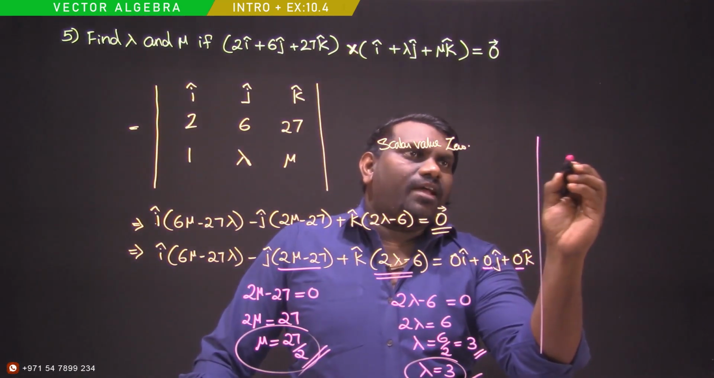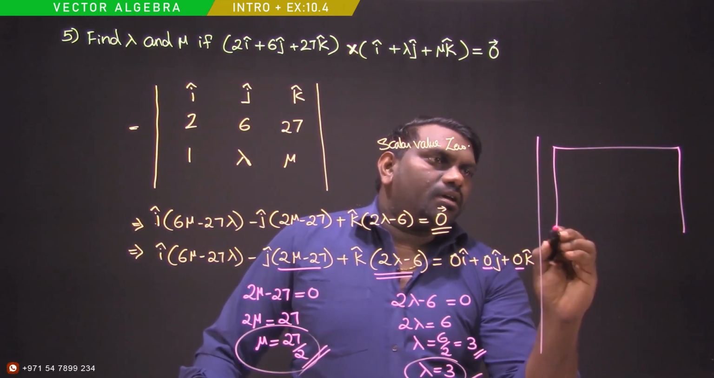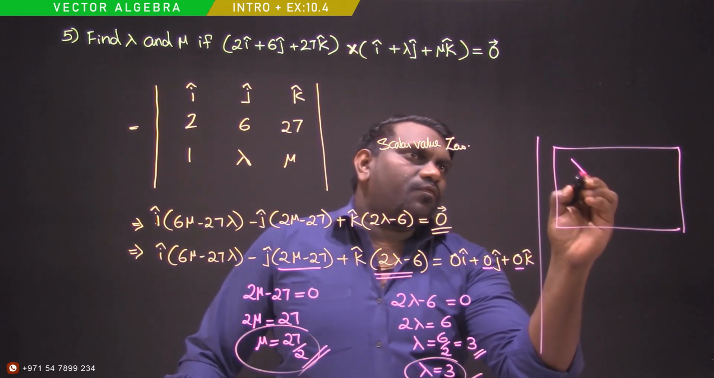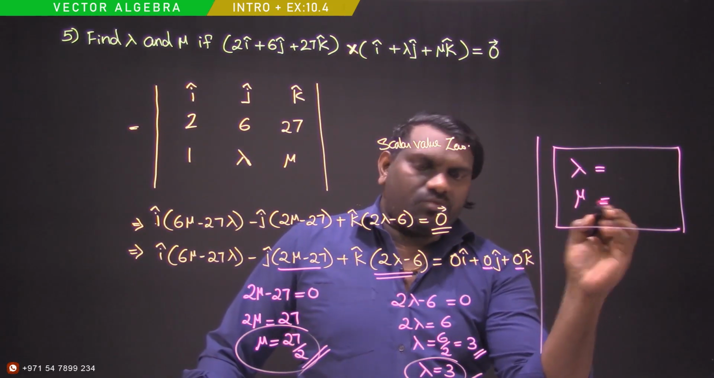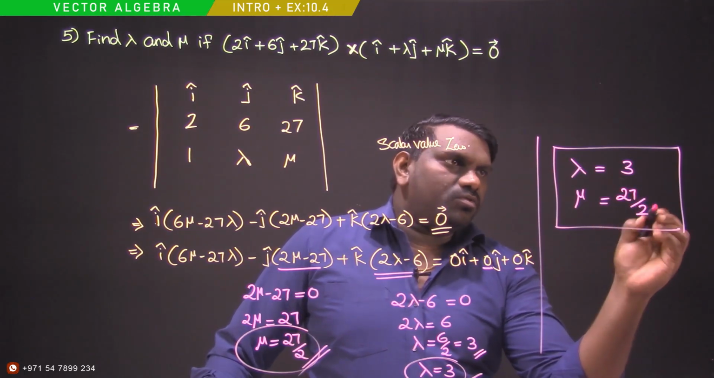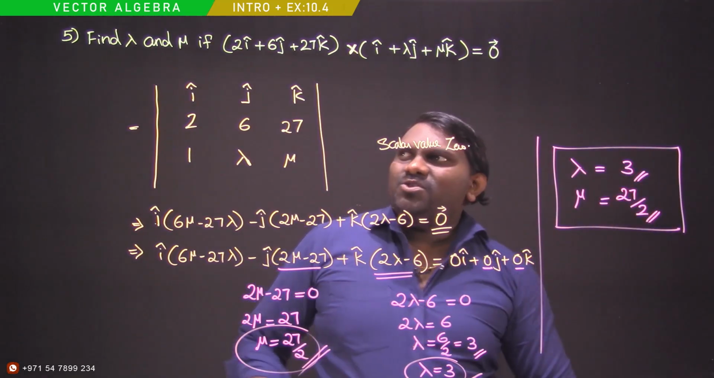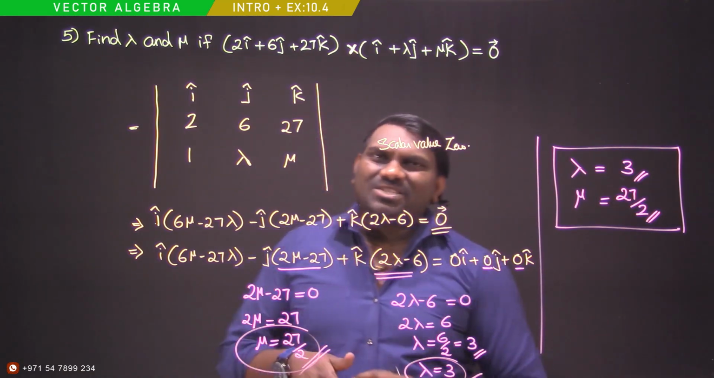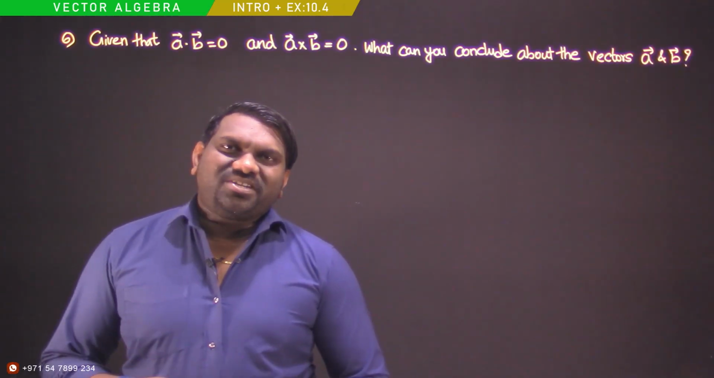So what are the values you really want as an answer over here? You are supposed to find what is lambda and what is mu. What is lambda? It is 3. What is mu? 27 by 2. Yes, that's it. End of the story. End of the 5th question, dear. Move on to the 6th question then.